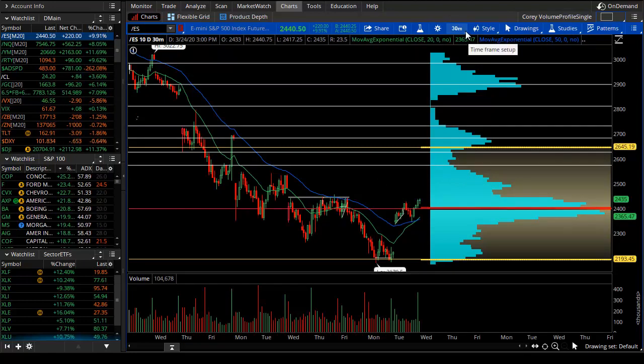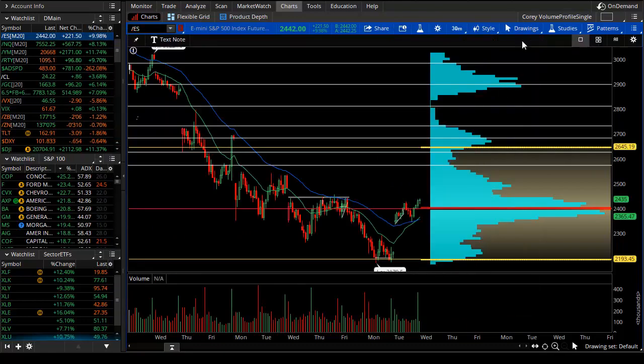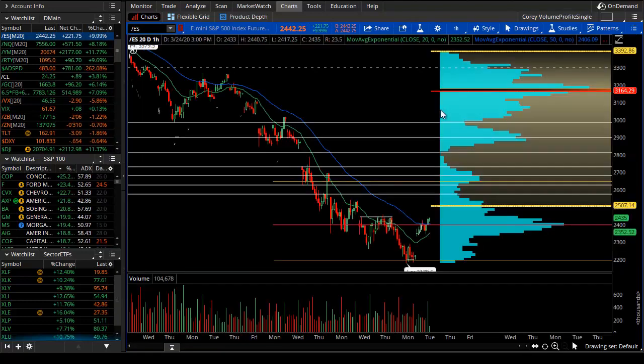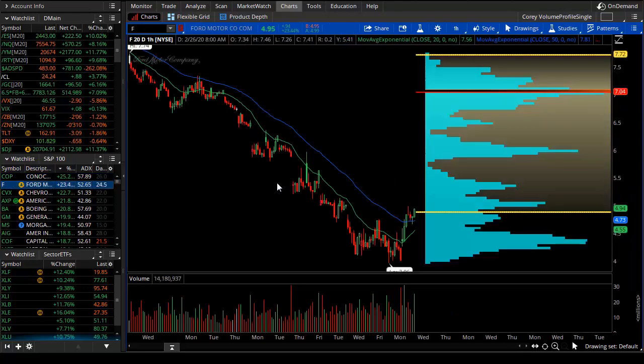I would recommend the default setting of 30 minutes with a 10-day look-back period, and just looking at that together, it's a 30-minute aggregation chart, 10 days looking back. Anything outside of that will change the parameters. If you are more of a swing trader and not an intraday trader, you might want to take stocks on the hourly profile. But if you're an intraday trader, you might want to take a look at the 30-minute profile.